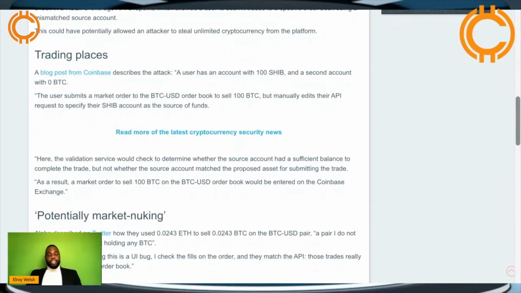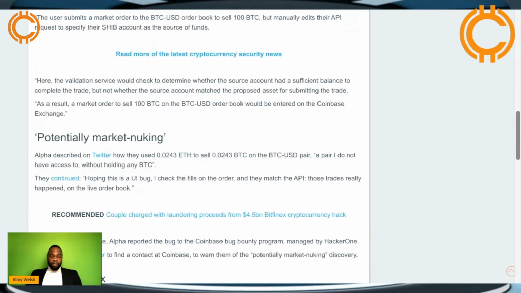So in the article, it says, a blog post from Coinbase describes the attack. A user has an account with 100 SHIB and a second account with 0 BTC. The user submits a market order to the BTC to US dollar order book to sell 100 BTC, but manually edits their API request to specify their SHIB account as the source of funds.